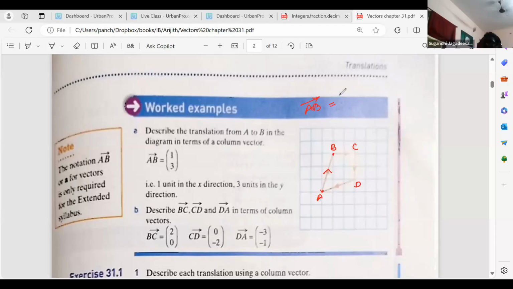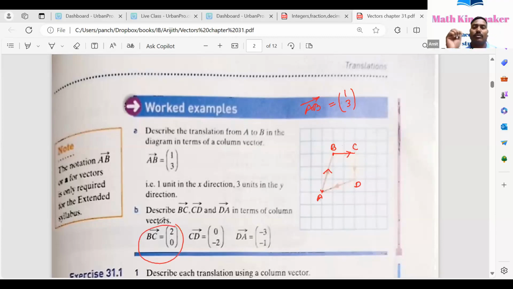How much change in the y coordinate? How much change in the x coordinate? 3, 1. Very good. It is like this. Now describe BC, CD, and DA. For BC, how much is x changing? 2. How much is y changing? 0. So your BC vector would be (2, 0).